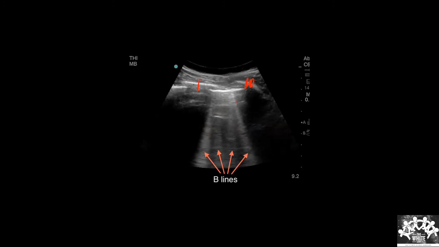This is the ribs. Good, these are the ribs. Now deeper to the ribs, there is a line you are seeing. This is the pleura. Correct, ribs and pleura. That's one thing you need to remember. So this appears like a bat wing. It's called the bat wing appearance.